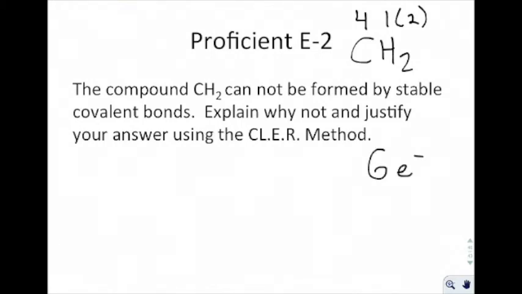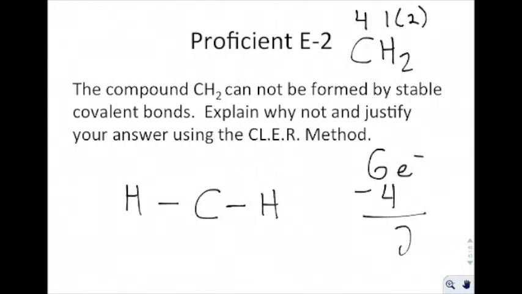So what you would do is draw the carbon in the middle, and then attach it to a hydrogen, and attach it to a hydrogen. At this point, you've used 4 electrons, and you have 2 electrons left. Now carbon thinks that it has 4 electrons, so it needs 4. So I have a deficit because I need 4 electrons and I only have 2.